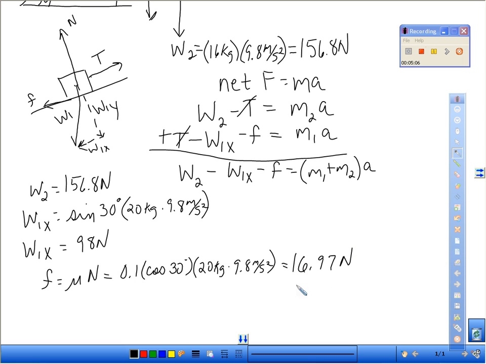And it's in newtons. Now I can go back up and substitute into this equation. 156.8 minus 98 minus 16.97 equals, well, my mass is added up to 36 kilograms times my acceleration. So when I do the math, I should be able to determine the acceleration. So I have 156.8 minus 98 minus 16.97. Divide that by 36, and I got the acceleration to be 1.16 meters per second squared.